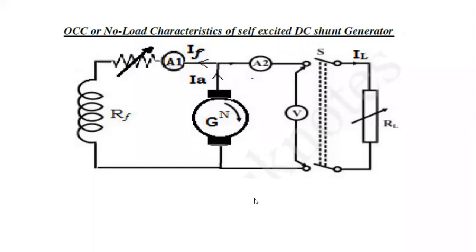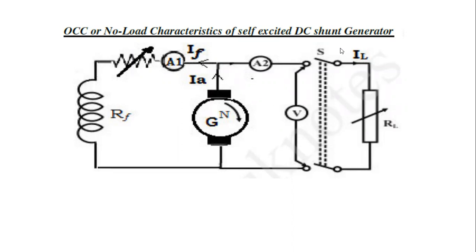What is meant by self-excited? The generated EMF is generated by itself. That is called self-excited. This is the armature of the shunt generator and this is the field winding.